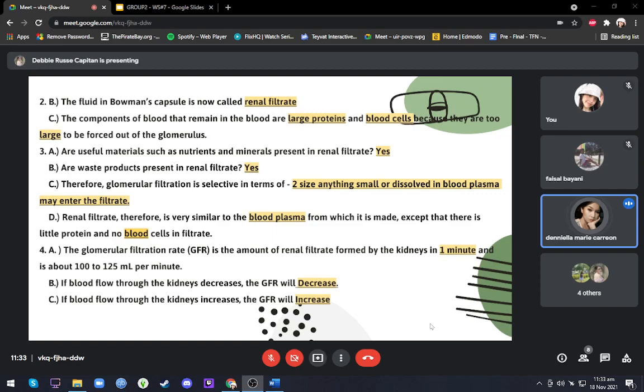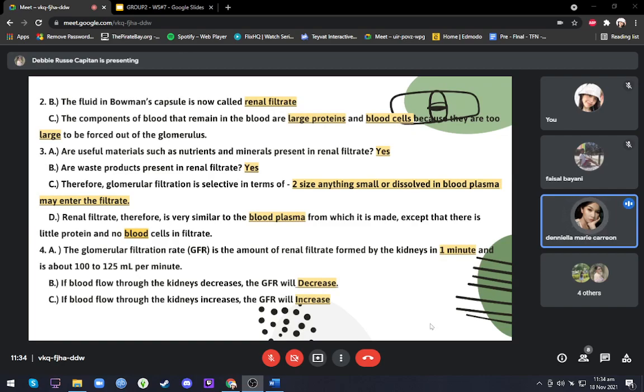Number 3, letter A, are useful materials such as nutrients and minerals present in renal filtrate? Yes. Letter B, are waste products present in renal filtrate? Yes. Letter C, therefore, glomerular filtration is selective in terms of size; anything small or dissolved in blood plasma may enter the filtrate. Letter D, renal filtrate, therefore, is very similar to the blood plasma from which it is made, except that there is little protein and no blood cells in the filtrate.